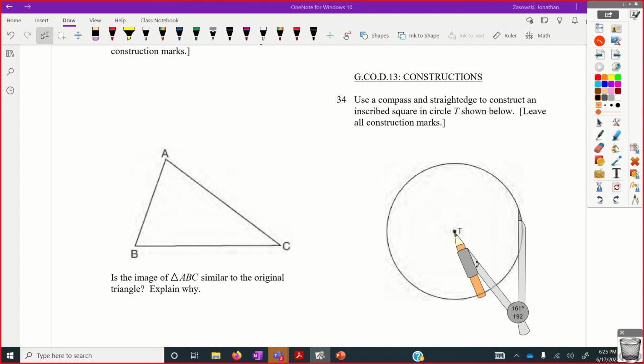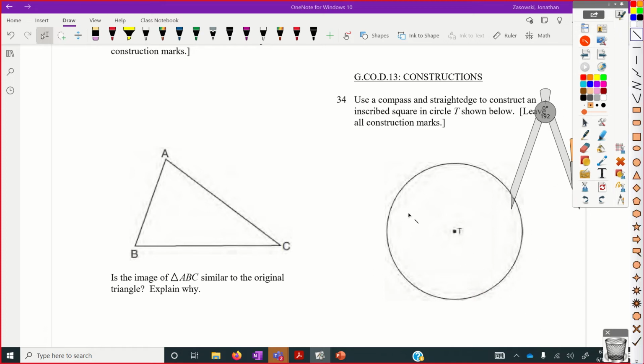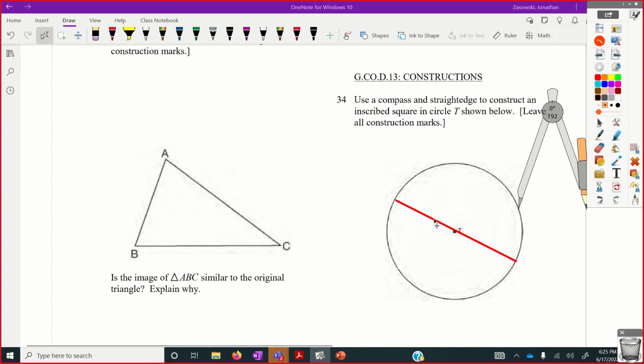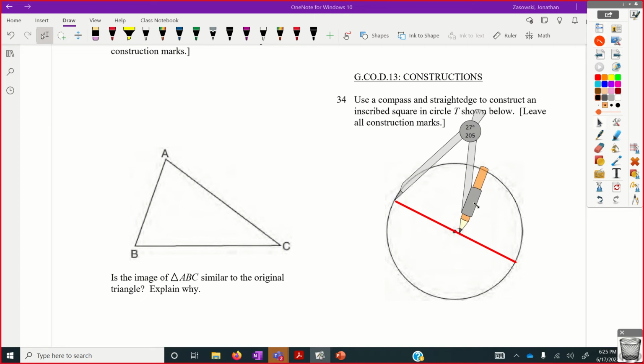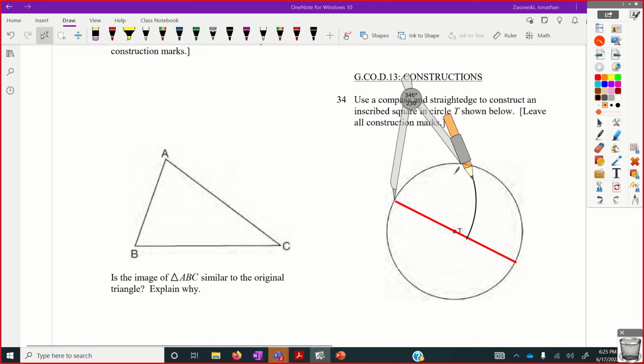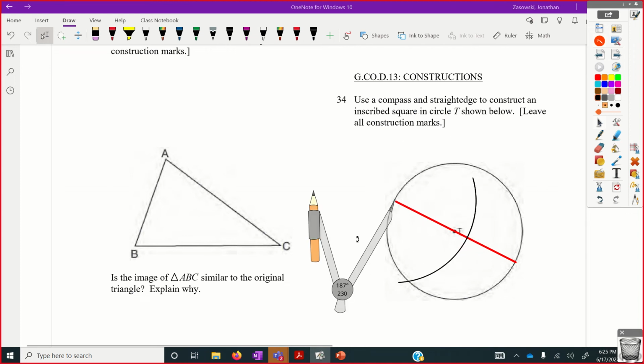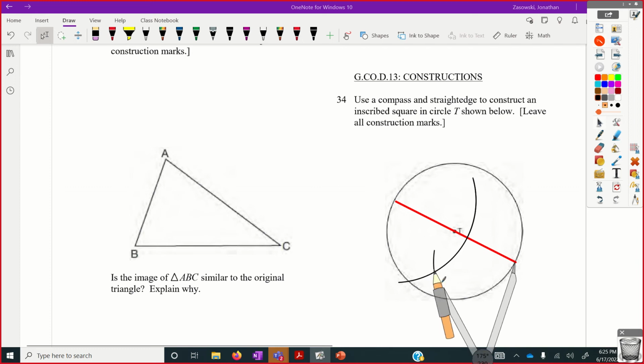Oh, no, sorry. That's for a hexagon and equilateral triangle. For a square, we're going to start by just making a diameter first. So just draw yourself a diameter and then do the perpendicular bisector. So sharp point on one end point. Make the compass more than half. Make an arc. Switch over to the other intersection point. Finish our bisector off.